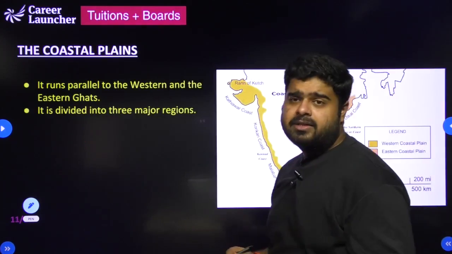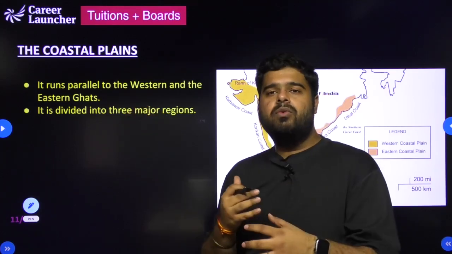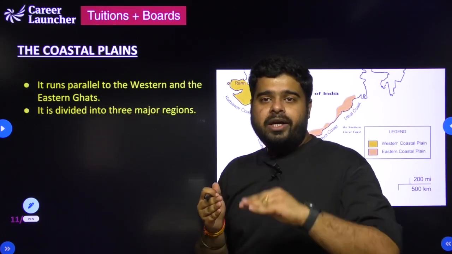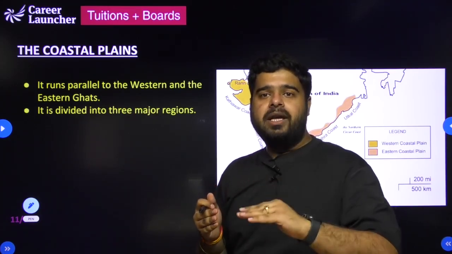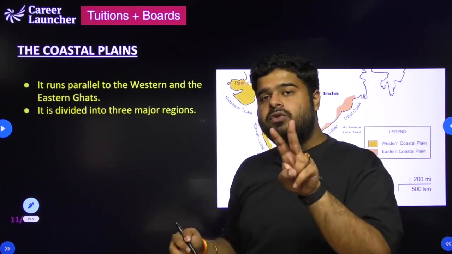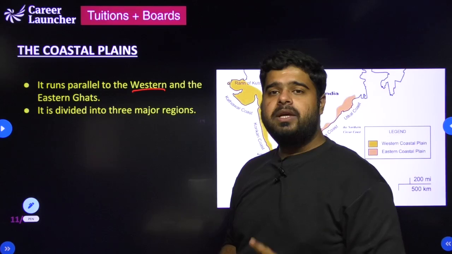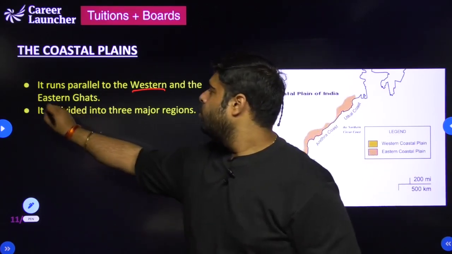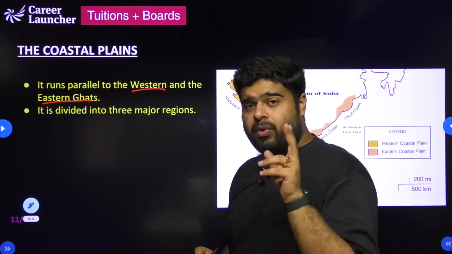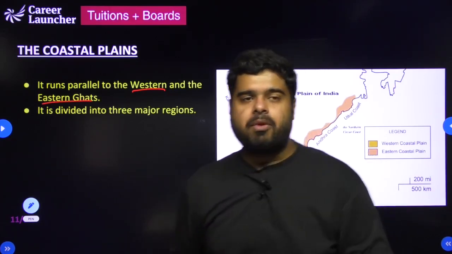Now we will be understanding the coastal plains. The coastal plains refer to the area which has the characteristics of plains, but lies on the coastal side of the country. So we have two coastal plains. One is on the western side, which is called the Western Coastal Plains. The other one is on the eastern side, which is called the Eastern Coastal Plains. And the Western Coastal Plain is divided into three parts. Let's understand it from the map.